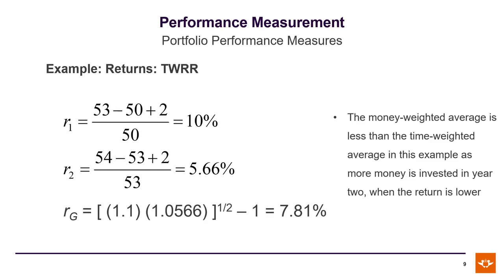The money-weighted rate of return is less in this case than the time-weighted rate of return, because when we calculated our money-weighted rate of return, although we invested more money in the second year, the return generated in the second year was lower than that generated in the first.